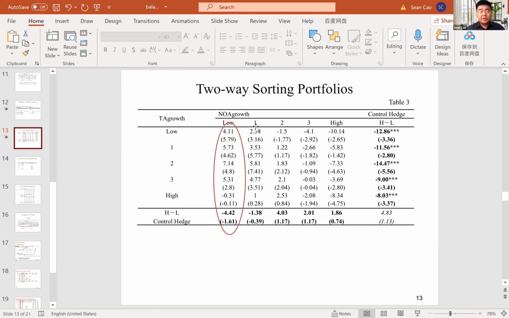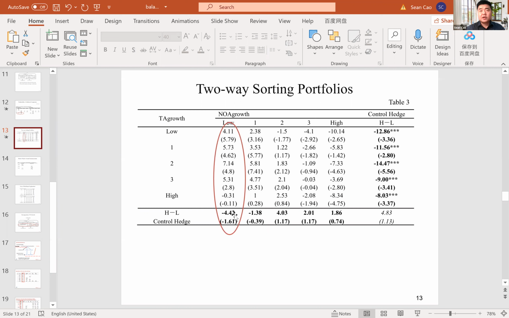When you hold the NOA growth constant, you use the high total asset growth minus low total asset growth. Did you see any returns? You don't. So this 2x2 sorting tells you who is the boss. Basically, if we hold total asset growth constant and vary the NOA growth, you can get abnormal returns. But if you hold NOA growth constant and vary the total asset growth, you get nothing.